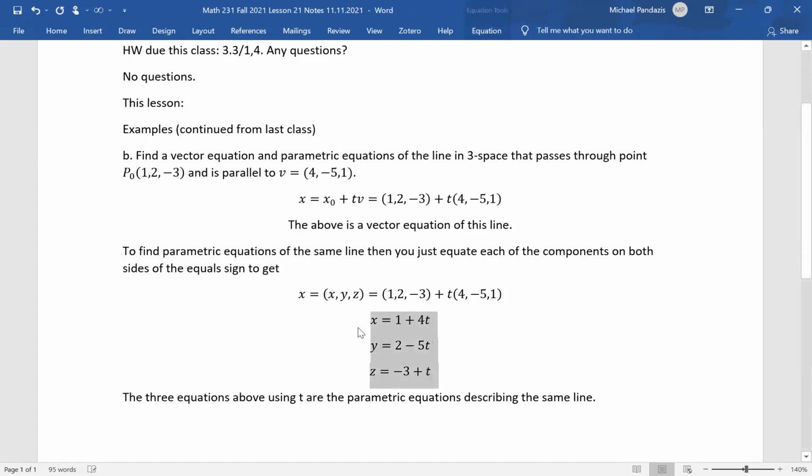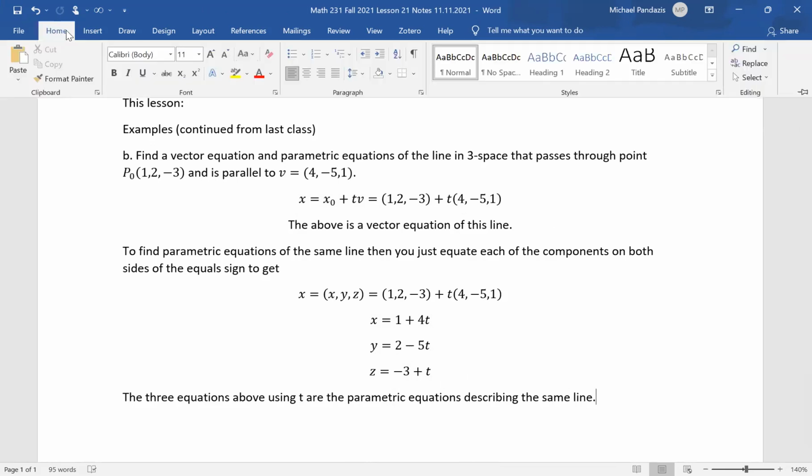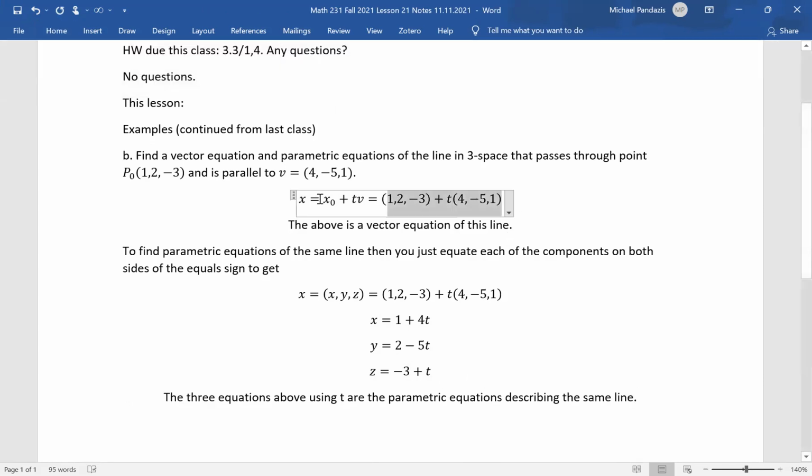Okay, so these are the parametric equations. This one equation is a vector equation. They each have the exact same amount of information. This one vector equation has the exact same amount as those 3 parametric equations, and nothing is added or lost from either of them.